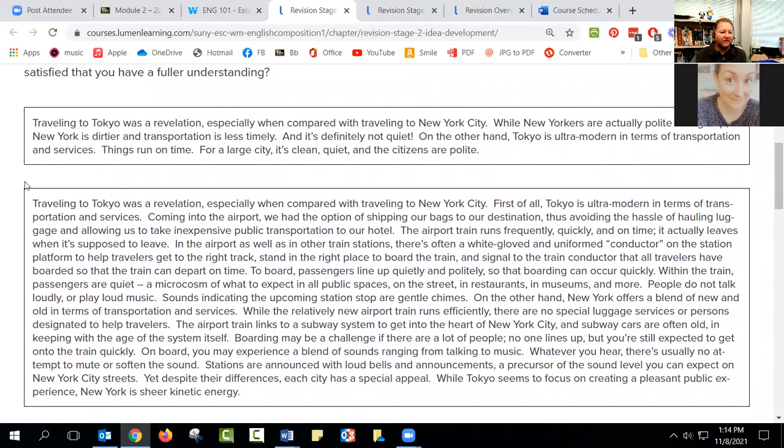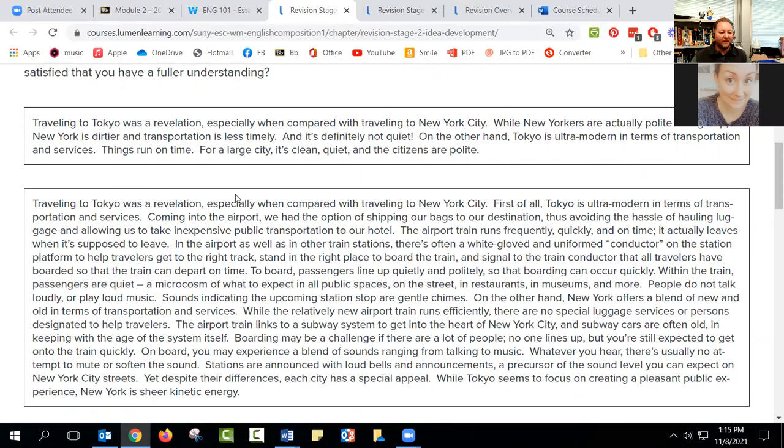So we have this one now. Traveling to Tokyo was a revelation, especially when compared with traveling to New York City. So the same topic sentence. First of all, Tokyo is ultra modern in terms of transportation and services. Coming into the airport, oh, we have a specific example coming up. We have a little story about the airport itself. So the airport is a good specific example about the modern transportation in Tokyo.